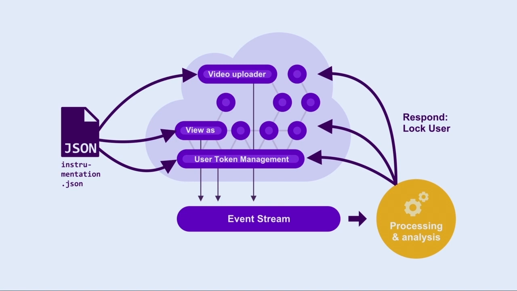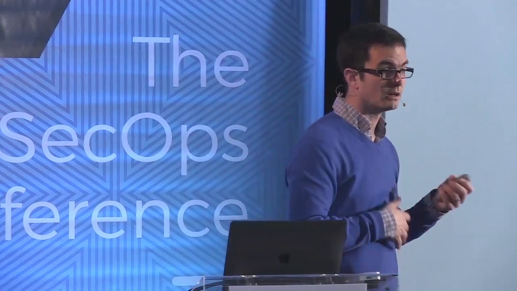Everything is sent to the event stream, and we can process and analyze it to detect probably an anomaly, a huge peak in the usage of these things. And that's it, we can respond, lock the user, trigger any kind of security response we want.